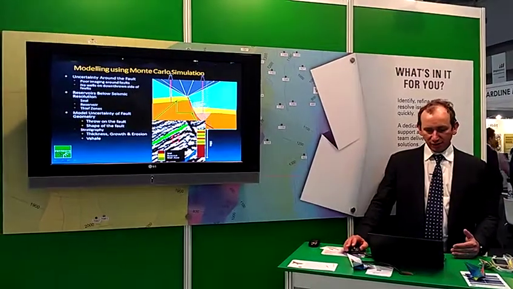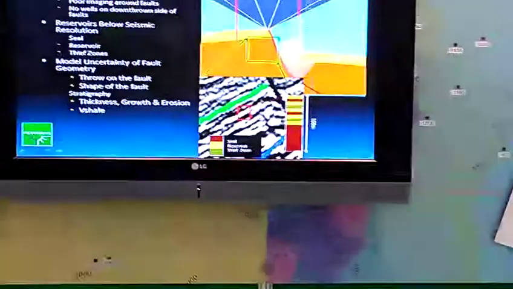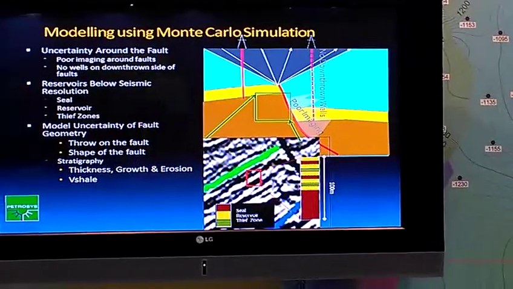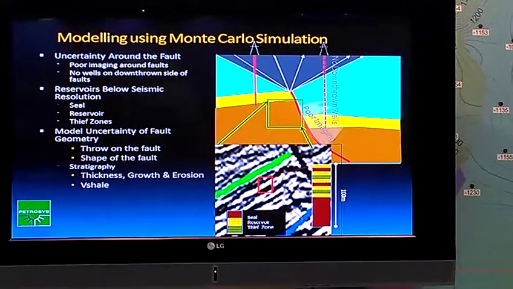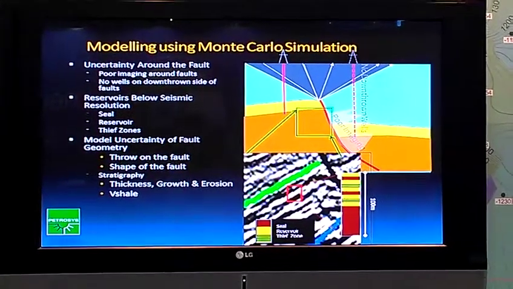The other uncertainty we've got in the fault seal calculation is that we can't see the sands and shales we're trying to model and trap. So what we need to do is describe those and the uncertainties around the stratigraphic representation of the fault.